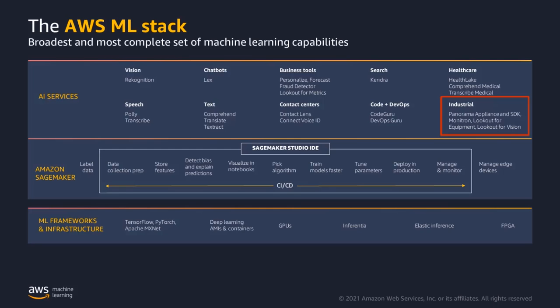Just quickly, I want to go through where Lookout for Equipment stands in the AWS ML stack. So we have three layers to the AWS ML stack. There's the infrastructure layer, which includes TensorFlow, PyTorch, MXNet. The middle layer, which is Amazon SageMaker, which allows you to build your own custom models. And then the top layer is managed AI services. There's a variety of different managed AI services, and over here on the right we see the industrial bucket of services, including Panorama, Amazon Monitron, Lookout for Equipment, and Lookout for Vision.